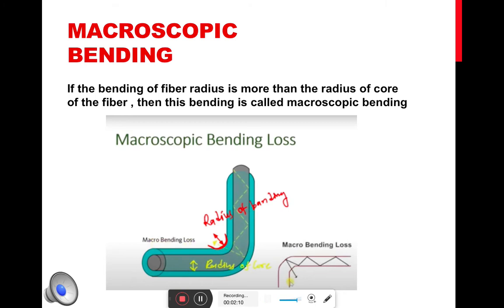Again, whenever there is a bending of the fiber, there is a radius related to that bending. If that radius of bending is more than the radius of the core of the optical fiber, such bending loss is called macroscopic bending loss. You can see from the figure, there is a radius of bending. If that radius of bending is greater than the radius of the core, then this type of bending loss is called macroscopic bending loss.